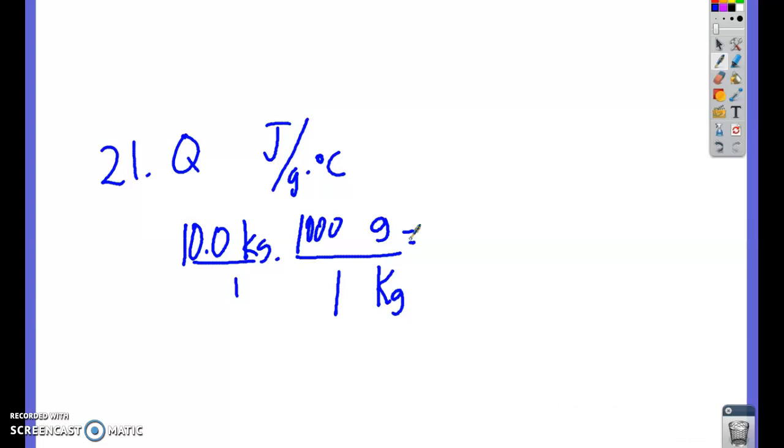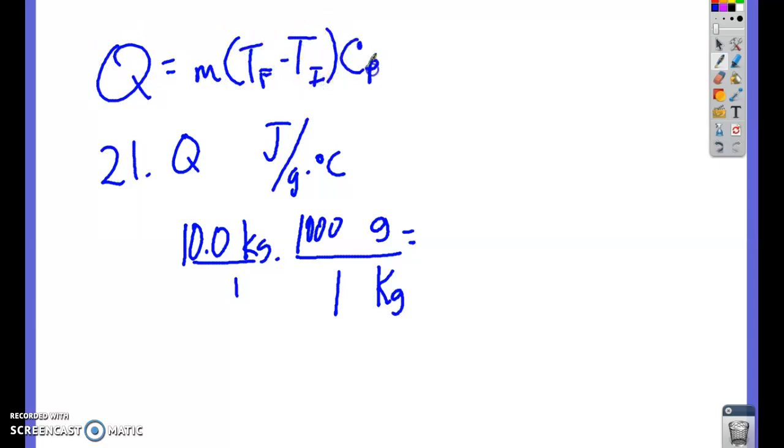All right. Now, number 22 is similar. You're going to use the Q formula, but it tells you the joules of energy, which would be Q, 5,775 joules. Okay. And this time, you're going to solve the Q formula, which, just for the record, is Q equals mass times final temperature minus initial temperature times the specific heat. But this time, you're going to solve for the specific heat. So on 22, you're going to plug in all the other numbers and solve for that.